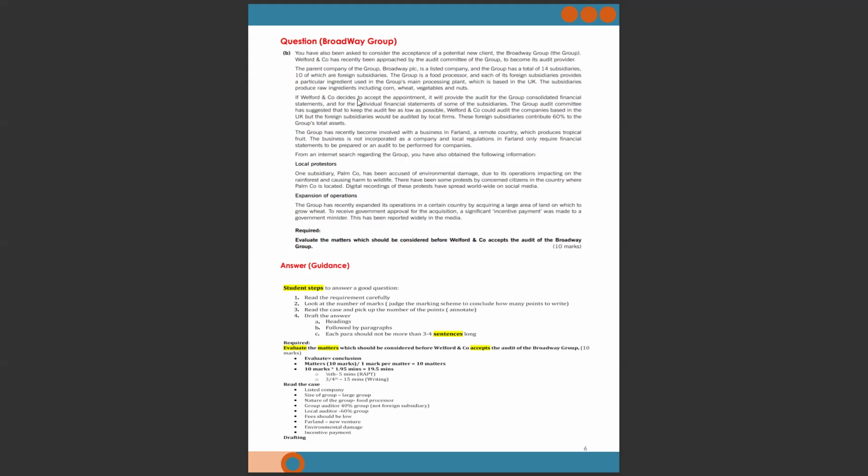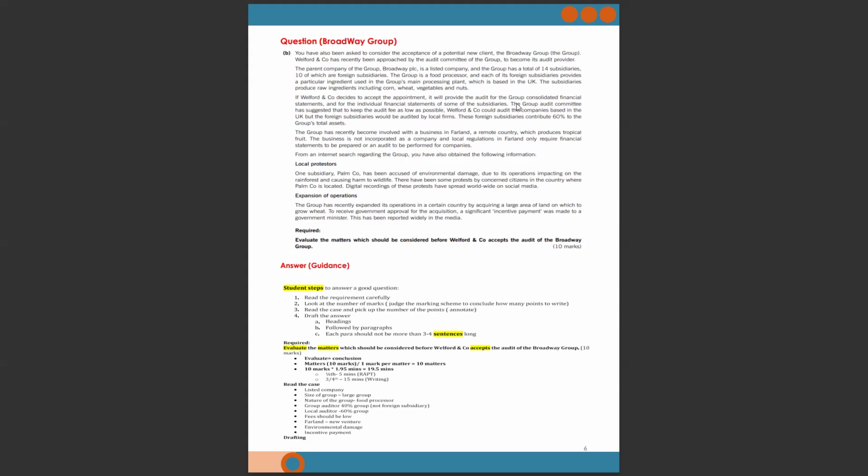If Welford and Company decide to accept the appointment, it will provide the audit for the group consolidated financial statement and for the individual financial statements of some of the subsidiaries. Means we will audit the group consolidated financial statement and a few subsidiaries. The group audit committee has suggested to keep the audit fee as low as possible. Do you think this is valid? No, this is not valid. Why? Because we are performing the audit of the group as well as its subsidiaries. So the group audit committee suggestion is not valid.